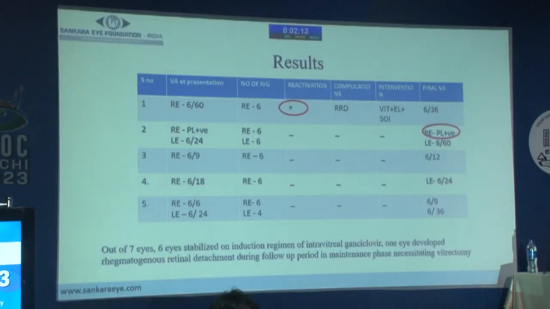Totally, we gave 40 injections, and all the patients did well in the induction phase. One eye developed reactivation and rhegmatogenous retinal detachment during the maintenance phase because of poor compliance and needed vitrectomy. Though all the patients stabilized, there was decreased final visual acuity because of the retinal atrophy in the healing phase.